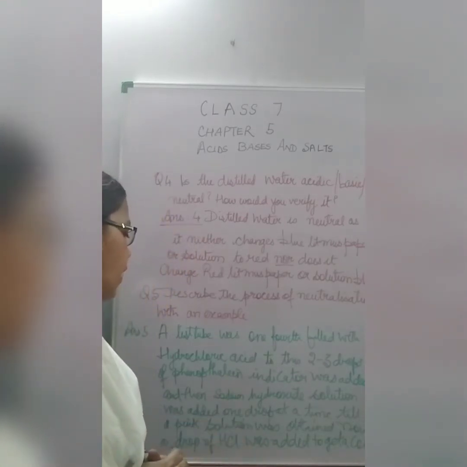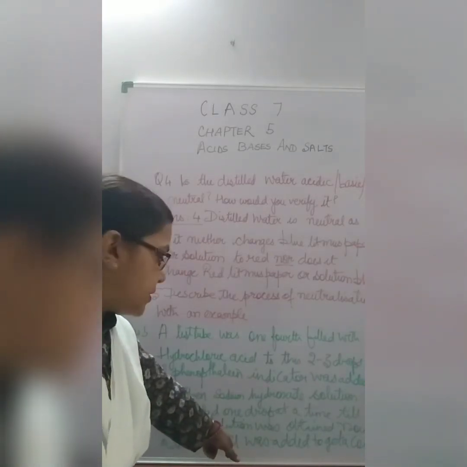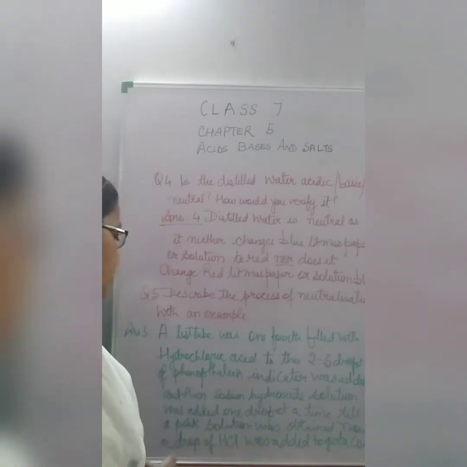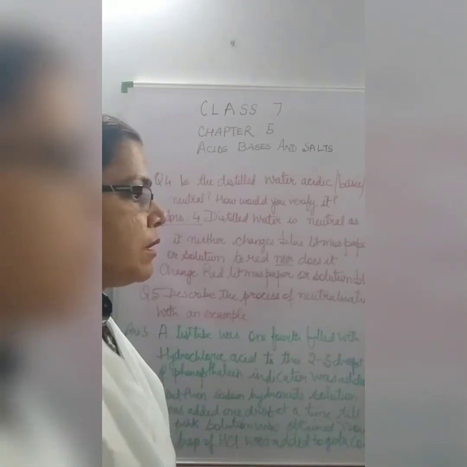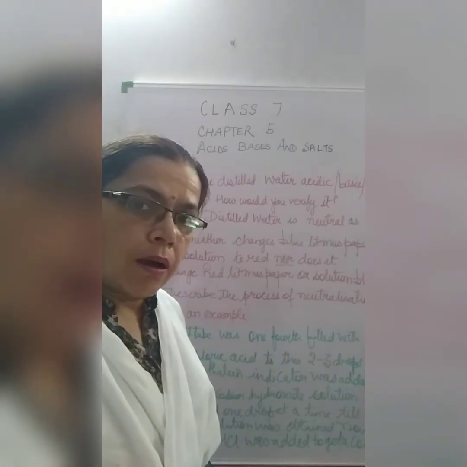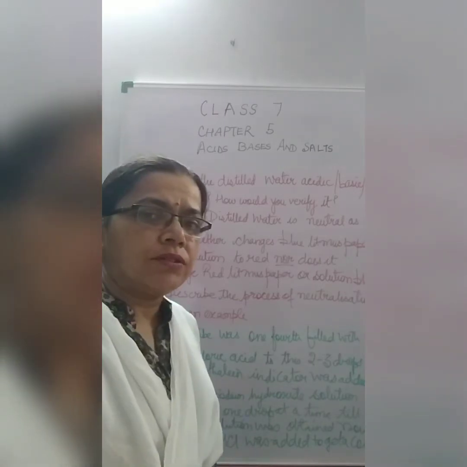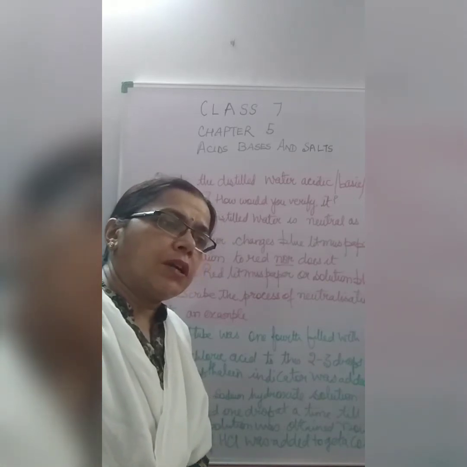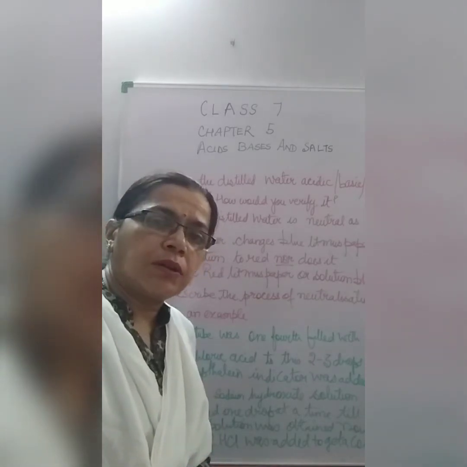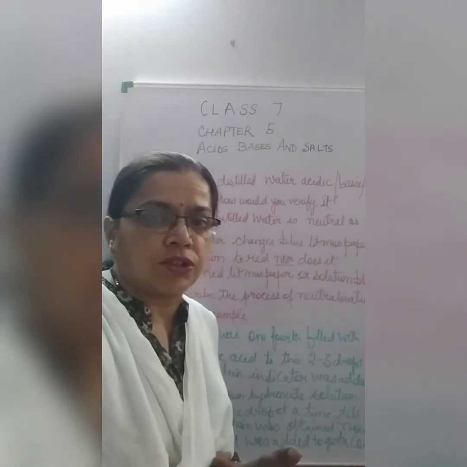Then we add a drop of hydrochloric acid. HCl is the short form for hydrochloric acid, that is capital H, capital C, and a small l. HCl was added to get a colorless solution. This is the neutralization point, and an acid will always react with a base and turn the given solution neutral. That is known as neutralization.